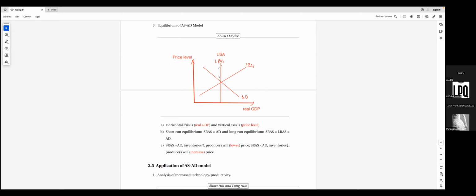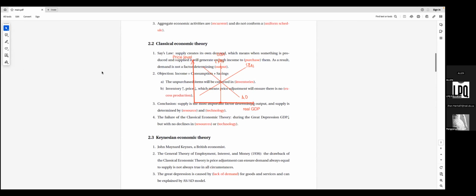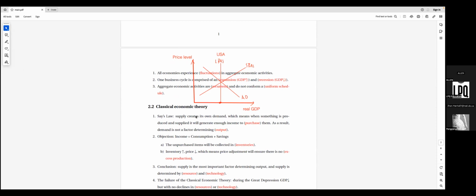Let's go through the curves one by one. The first one is the long-run AS, the aggregate supply curve from a long-run perspective, and it's a vertical curve. It is based on classical theory. I'm not saying classical theory is totally wrong. They are good at explaining long-run economic growth and long-run phenomena. Their drawback is that they don't explain short-run fluctuations very well.